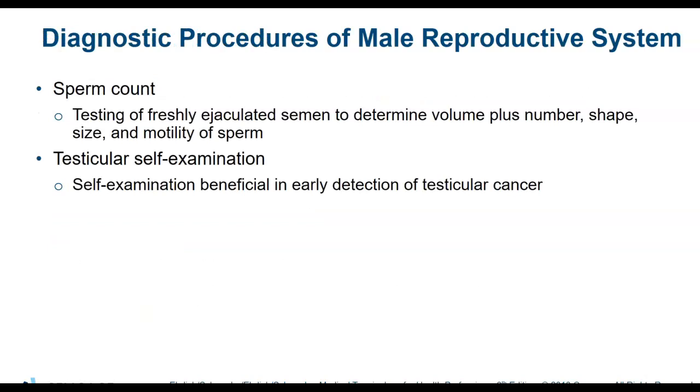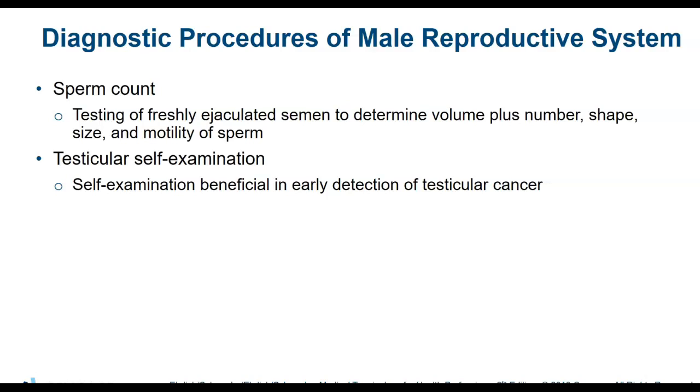So the diagnostic procedures that we see in the male reproductive system is going to be the sperm count. They're going to get a sperm sample. They're going to actually look at them, count the number of sperm, and see not only the number, but the shape of them, the size, and motility of the sperm. All of these things play a part in fertilization.